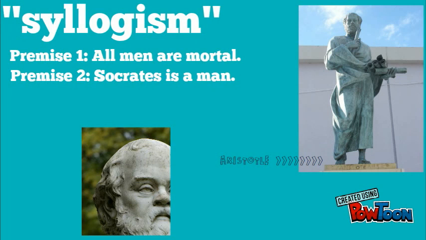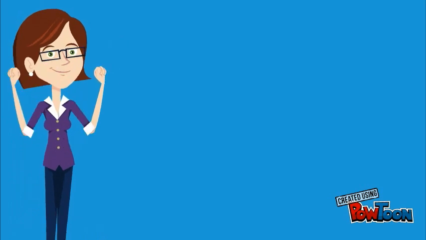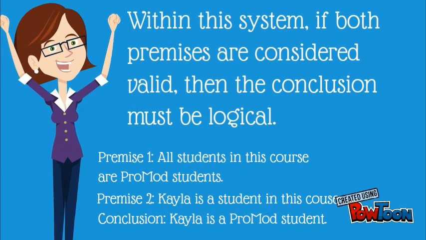Aristotle gave us the most famous logical sequence called the syllogism. His most famous syllogism is this one. Premise 1, all men are mortal. Premise 2, Socrates is a man. Conclusion, therefore Socrates is mortal. Within this system, if both premises are considered valid, then the conclusion must be logical.